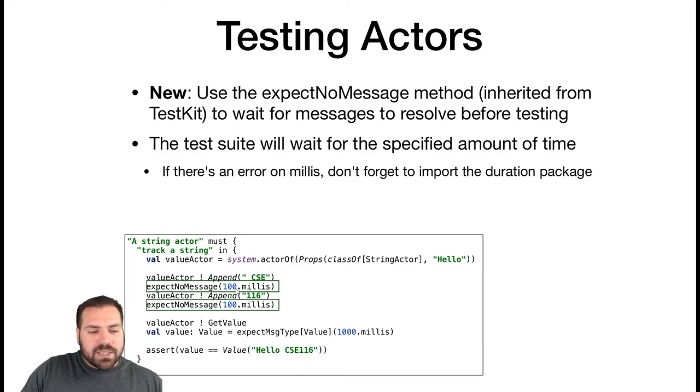So we're going to send a message, wait, send a message, wait, and now we know which order they're going to appear in. We expect them to be in a very specific order. It starts with hello, appends CSE, appends 116, and then wait again, wait another 1/10 of a second just to make sure that this message was received and processed before we send get value.